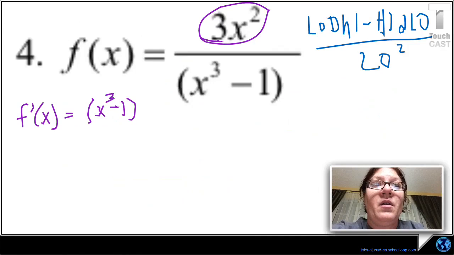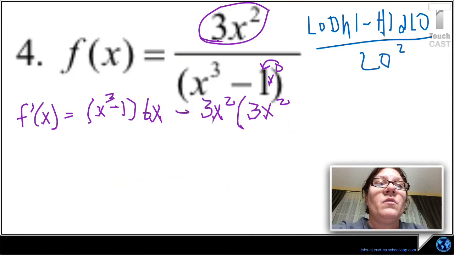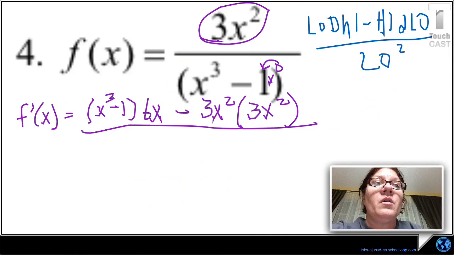So d high, that's going to give me 6x because I'm powering it down, minus, and then I copy the high, so that would be the numerator, times d low, so I got to take the derivative of the denominator, but again, that's just powering down, so it'll be a 3x squared. And remember, since this is x to the 0, that's going to give me 0. So I don't have anything besides 3x squared. All over the denominator, low, squared.